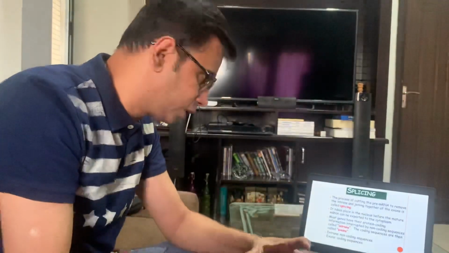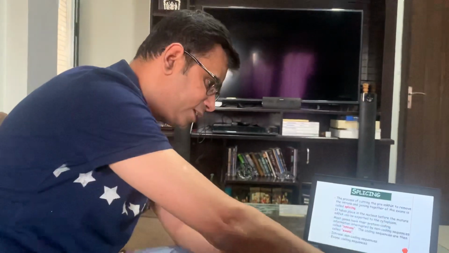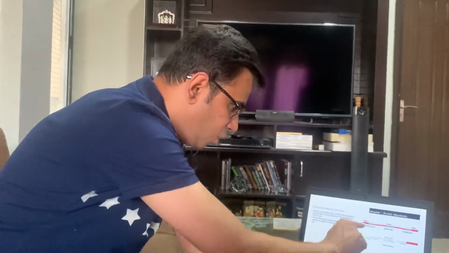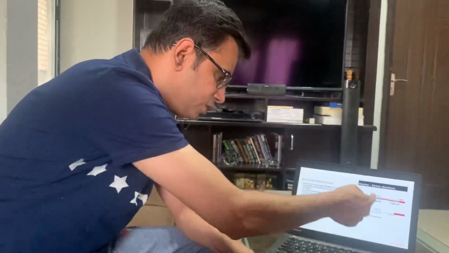Now the important process is splicing. As I told you in the class, it is the removal of intron and the joining together of exons. So both processes are called splicing. It is not only the removal of introns, it is both the removal as well as the joining of exons. As we know, the introns are the non-coding sequences and the exons are the coding sequences. One point you need to remember here: during the splicing there are three points. One is the 5' splicing site, one is the 3' splicing site, and one is the branch site.